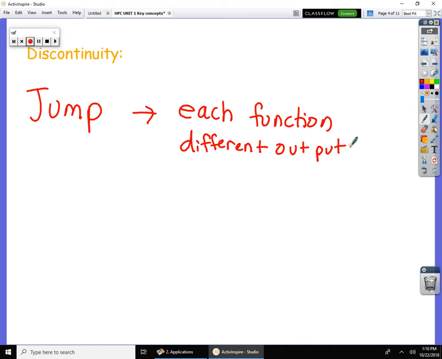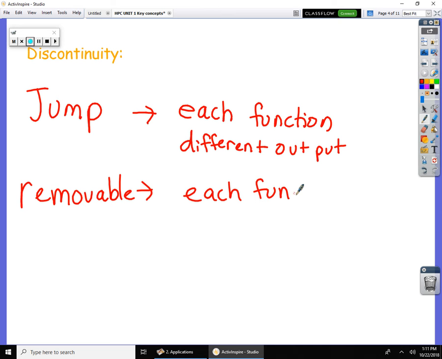Yes? Okay. What would it be if the output was the same? What type of discontinuity? It would be removable. Okay? So removable is when each function has the same output because they're going to meet up. Each function, same output.